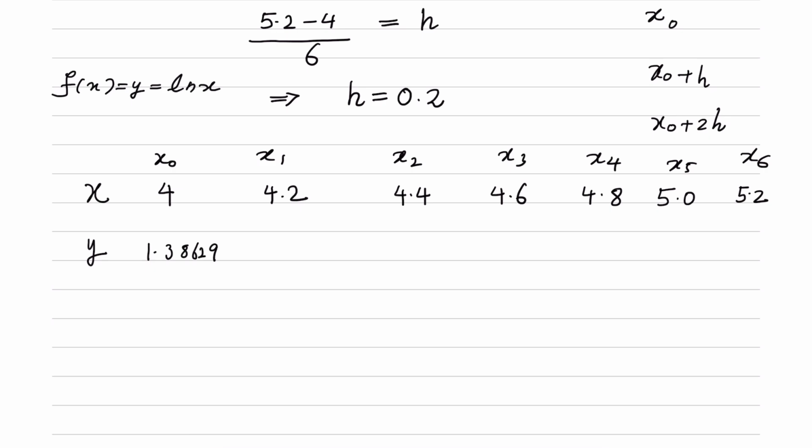So we have fixed our calculator up to 5 decimal places. For 4.2, we get 1.43508. For 4.4, we get 1.48160. For x3, that is 4.6, we get 1.52606.